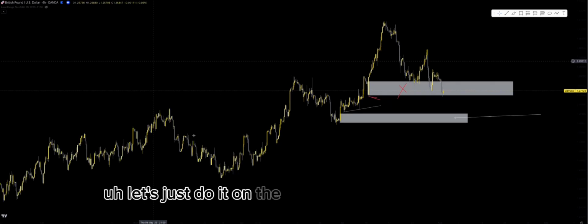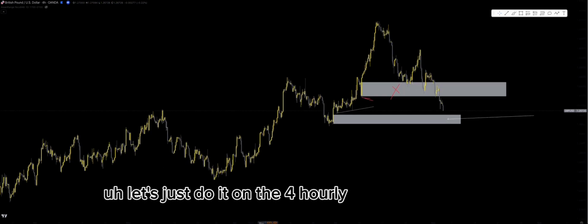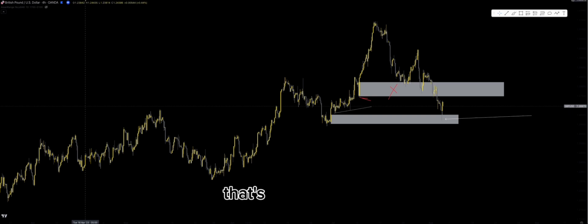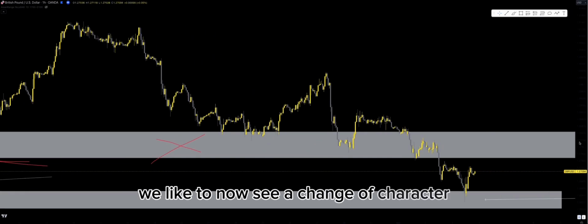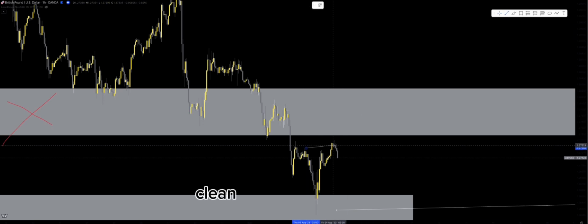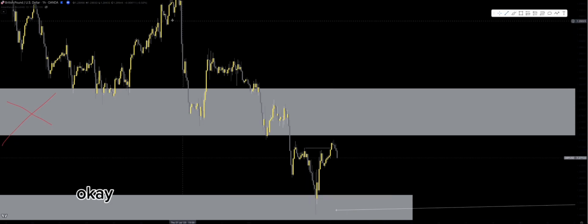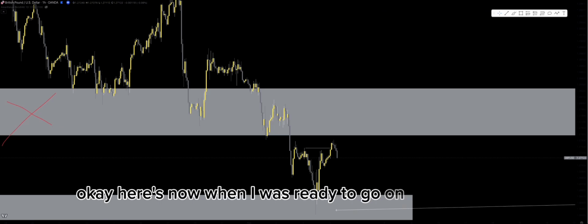let's just do it on the 4 hourly. Price is coming in. There you go. That's the rejection that we like to see. If I go back on that 1 hourly, we like to now see a change of character on the 1 hourly time frame. Okay, so we have not quite seen a clean one yet. There we go. That is a clean change of character. Okay, here's now when I was ready to go on the 10-minute and find a zone to catch an entry off on the lower time frame.